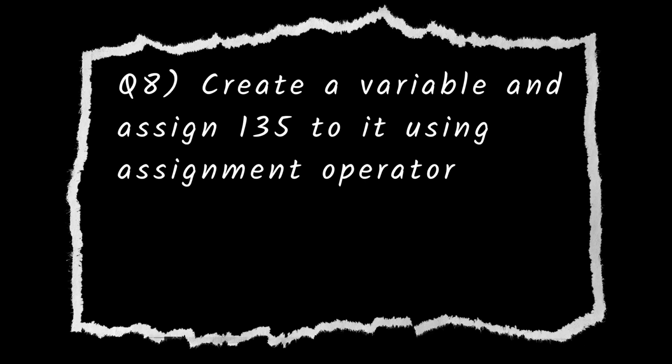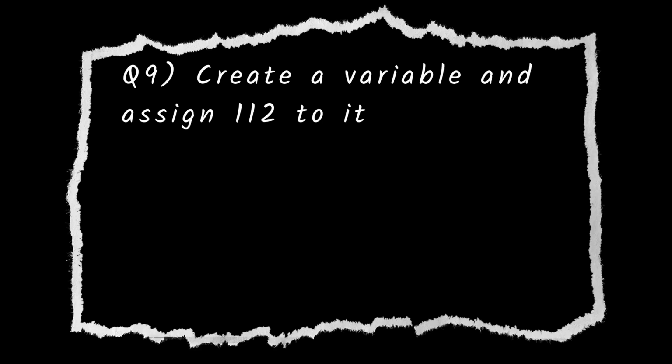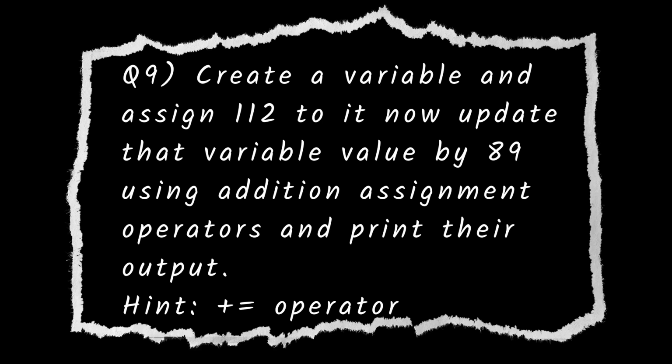The next question is, create a variable and assign 135 to it using assignment operator and print it. Here is the hint, assignment operator. The next question is, create a variable and assign 112 to it. Now update that variable value by 89 using addition assignment operator and print their output. Here is the hint, plus equal to operator.